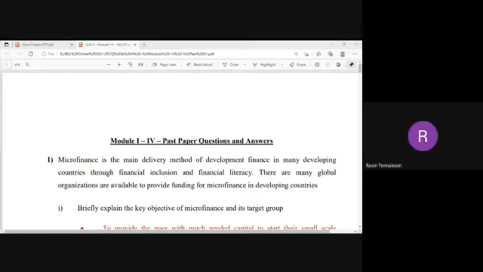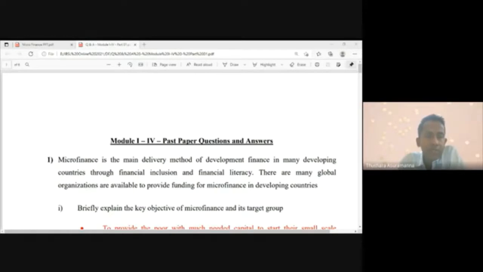Yes, sir. Okay, right. So the question is basically: microfinancing is the main delivery method of development financing in many developing countries through financial inclusion and financial literacy. There are many global organizations available to provide funding for microfinancing in developing countries. So that basically sums up what microfinancing is. If you remember, there you have financial inclusion and financial literacy.